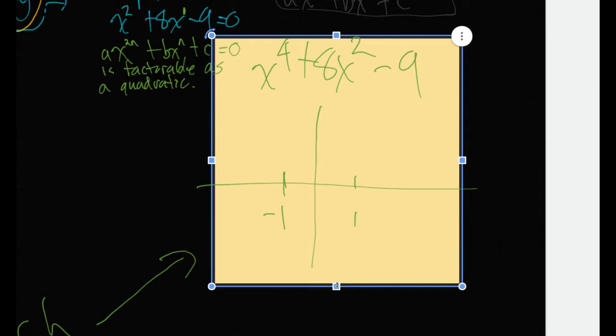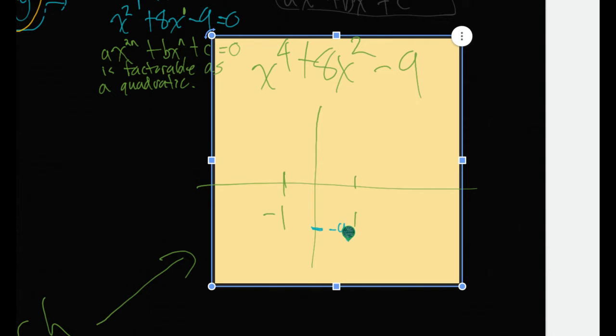And now we need to go ahead and graph that. Okay, we're going to go ahead and graph it. So what will we do? We will sketch. I see the y-intercept is -9, so I'm down here at -9.